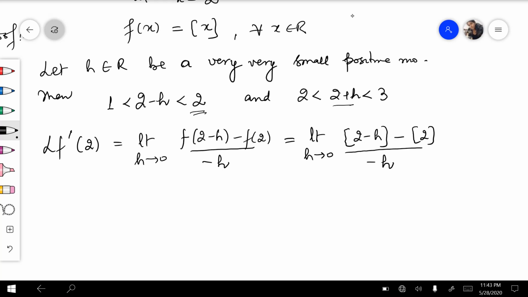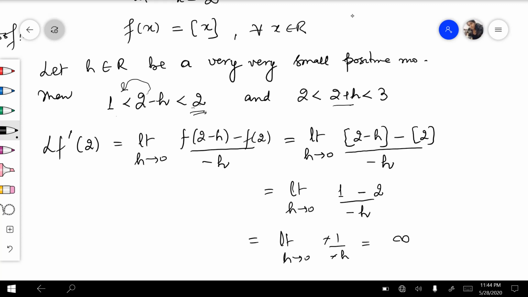As you can see, 2 minus h is a number between 1 and 2, and the greatest integer function maps that number to its predecessor integer, whichever integer is neighboring it on the left side. So 2 minus h will map to 1, minus the greatest integer value of 2, 2 being an integer, its greatest integer value is 2, upon minus h. So this equals limit h goes to 0 of minus 1 upon minus h, the minuses cancel out. So this equals infinity, because when h approaches 0, 1 by h approaches infinity.